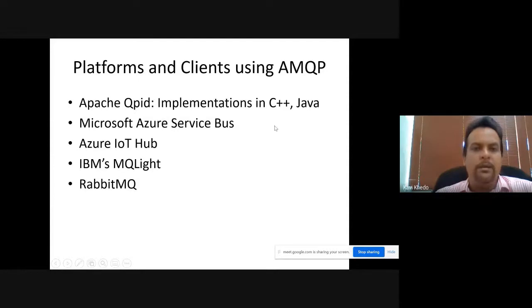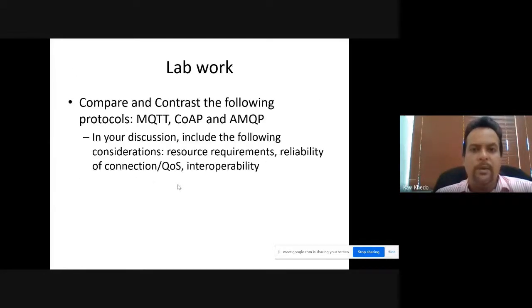In Apache Qpid, you have implementations in C++ and Java. Microsoft Azure normally implements AMQP; there is Azure IoT Hub. In IBM, there is IBM MQ Light that provides AMQP. And RabbitMQ, the example that we were looking at, implements AMQP. This is an online broker that you may use. I'm providing the link at the end of the slides as well.